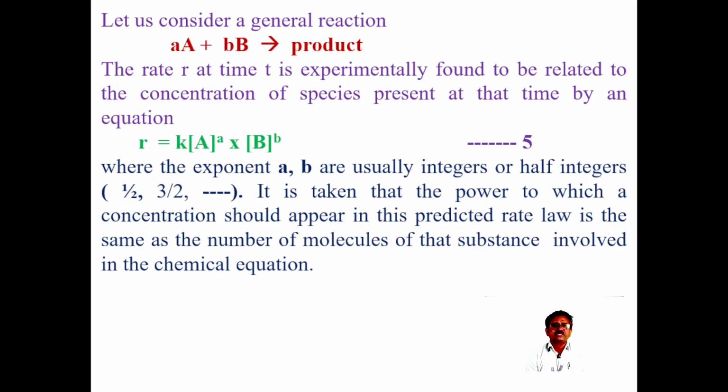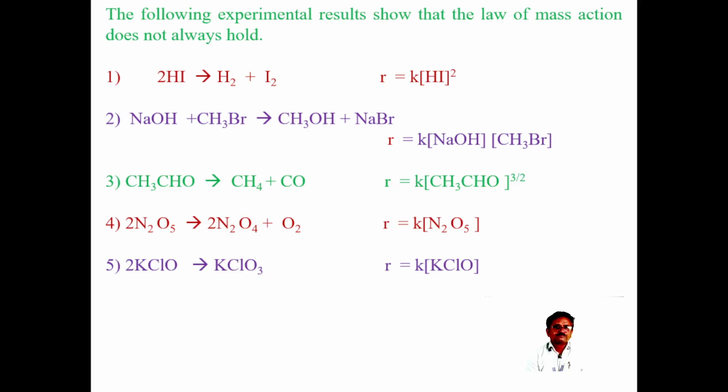For example, 1/2, 3/2, 5/2, 7/5, whatever, integers or half integers we can just take. Now it is taken that the power to which a concentration should appear in this predicted rate law is the same as the number of molecules of that substance involved in the chemical equation. The following experimental results show that the law of mass action does not always hold. See, some four to five examples are mentioned here.